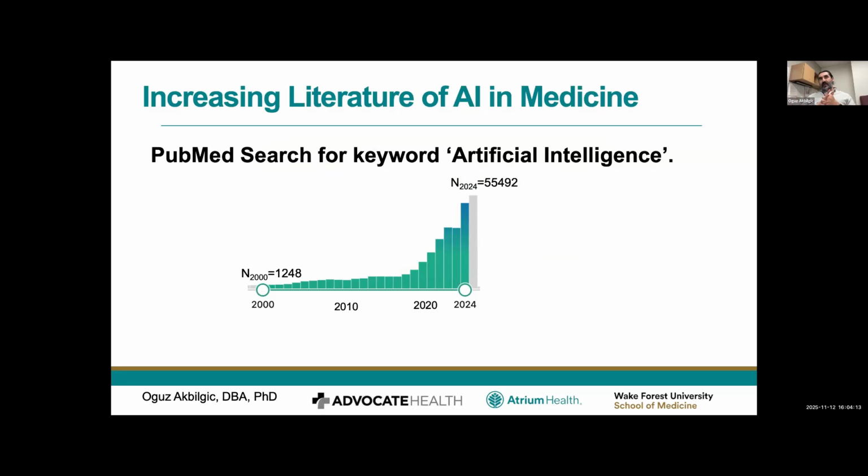Specifically, when we talk about AI in medicine, like in all industries, AI is also a hype buzzword in medicine. When we look at the trajectories since 2000, with a very brief, simple PubMed search using artificial intelligence, these are the number of publications. We can see an increasing trend from 2000 to 2024. We see 44 times more publications in 2024 compared to 2000.